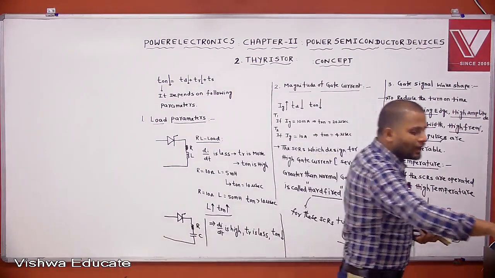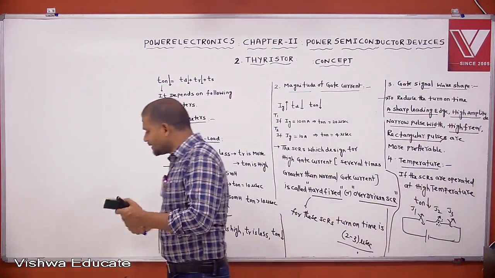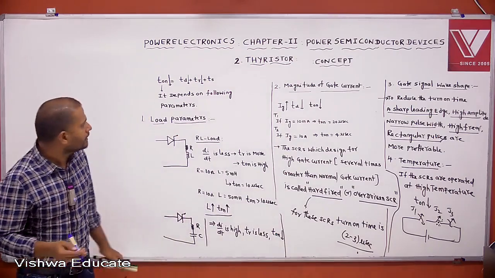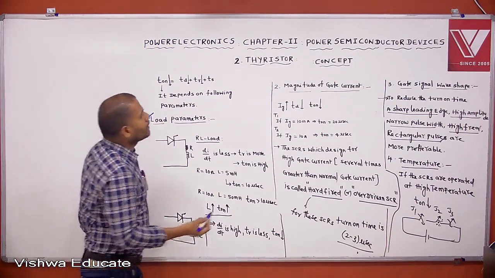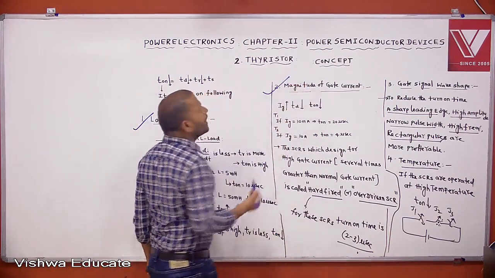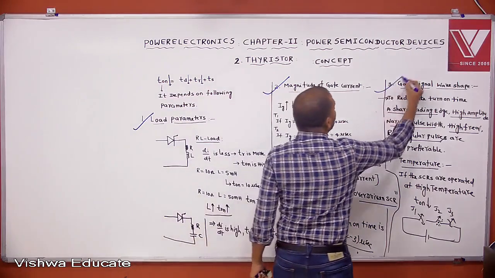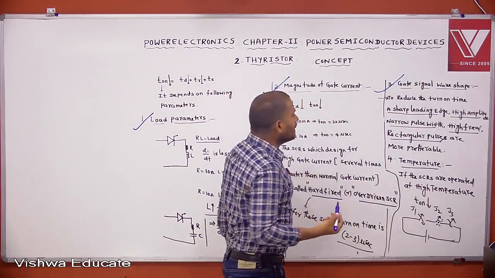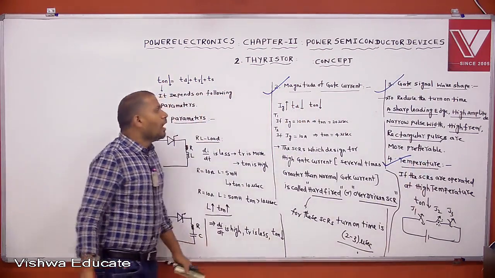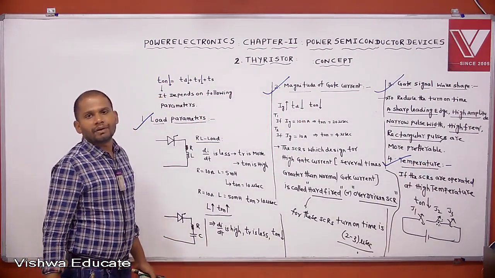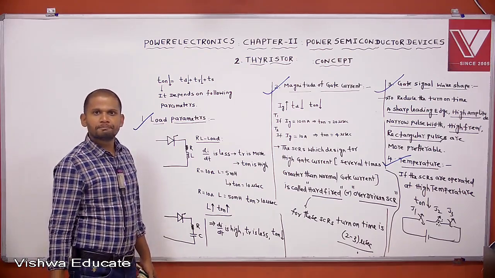Clear? Like this, the turn on time depends on various parameters. It depends on load parameters. It depends on the magnitude of gate current. Then it depends on the gate signal wave shape. Then it depends on the temperature. Like this, it depends on 4 parameters. Clear?